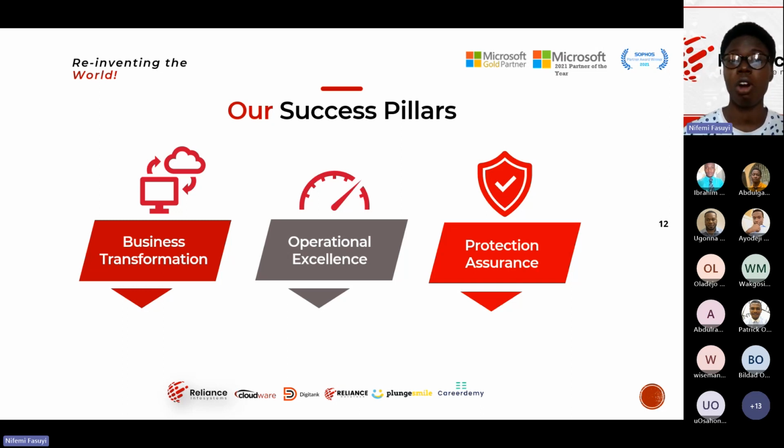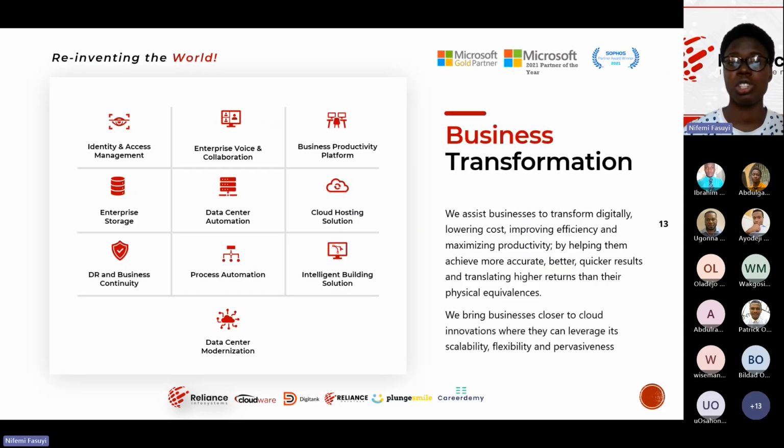We have 3 of them on which our solutions are grouped. These are business transformation, operational excellence, and protection assurance. Business transformation is focused on lowering your operational costs, improving your efficiency, and maximizing productivity. Under here, we have solutions grouped into identity and access management, enterprise voice and collaboration, cloud hosting solutions, intelligent building solutions, among others. These are mostly cloud-based that help you to leverage the scalability and flexibility of the cloud.